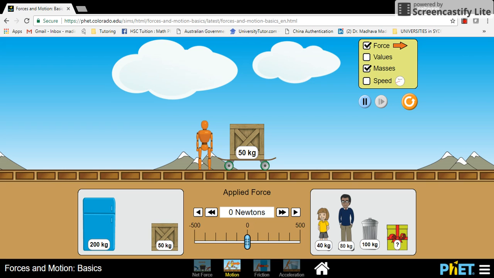Hi, in this video, we are going to learn about force and the effect of force on the motion of an object. So let's look at the train.